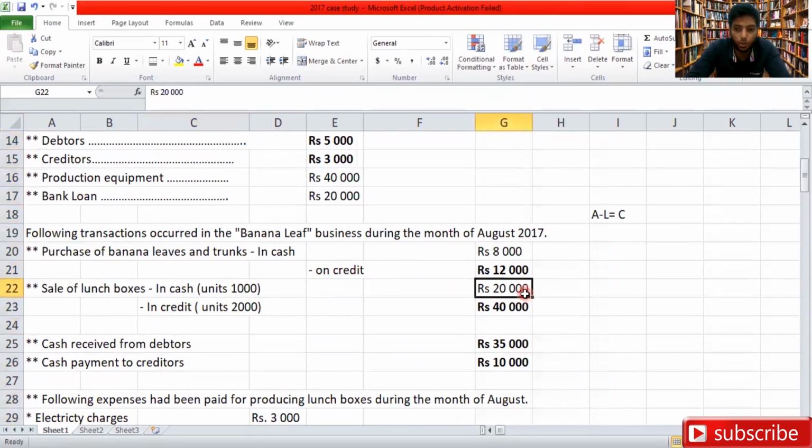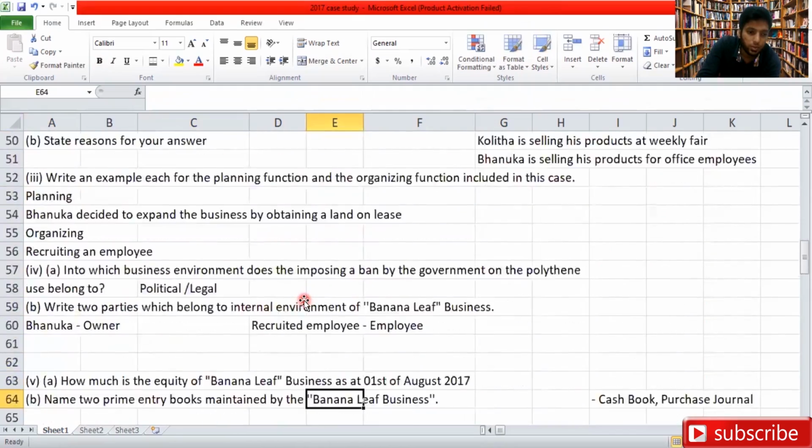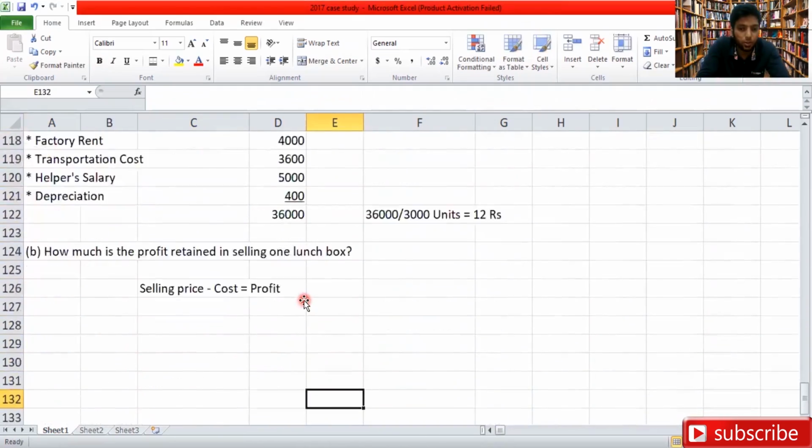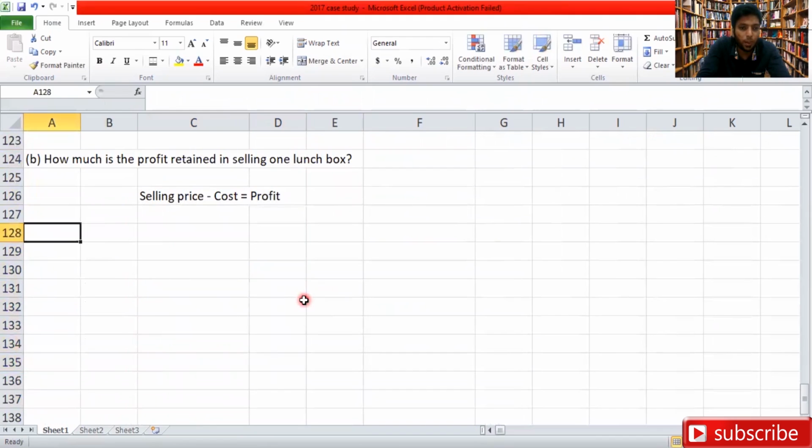Here they have sold 20,000, and for 1,000 units, 20,000 means how much is one unit? You can easily find it. You don't need to take the whole total and find it like we did for the lunchbox expenses. You can directly take one of these. Even if you take 40,000 and divide by 2,000, you will get the selling price of one unit. So I'll take 20,000 divided by 1,000 sales to know the selling price here. Always show the working here: selling price per unit, right?